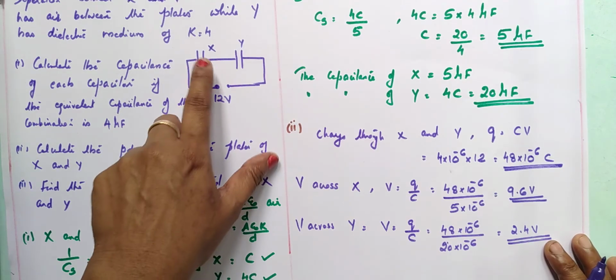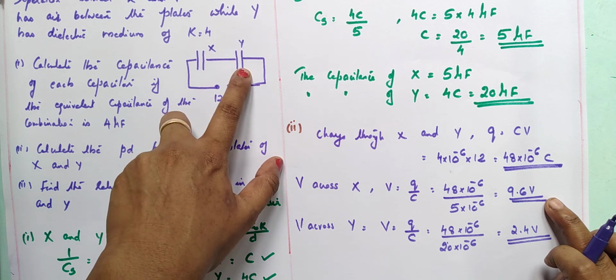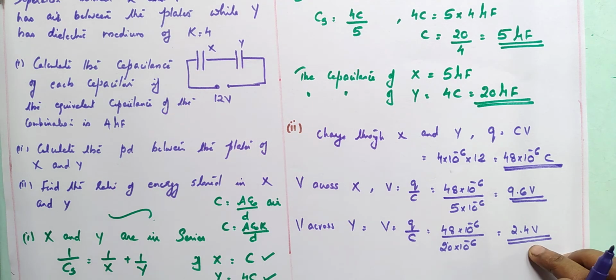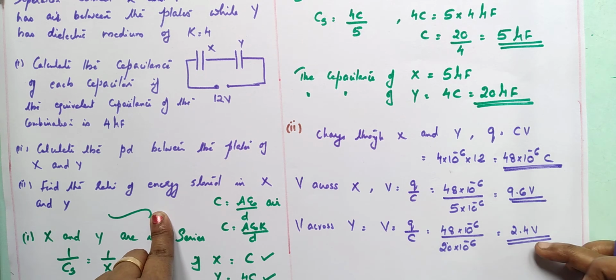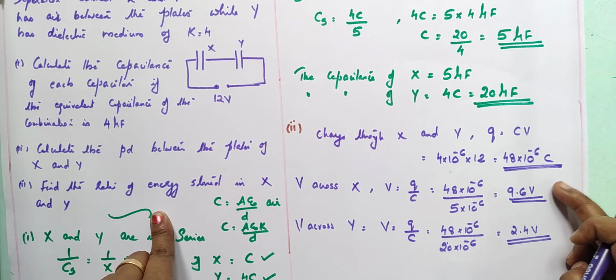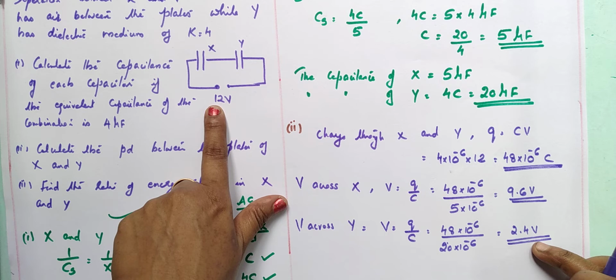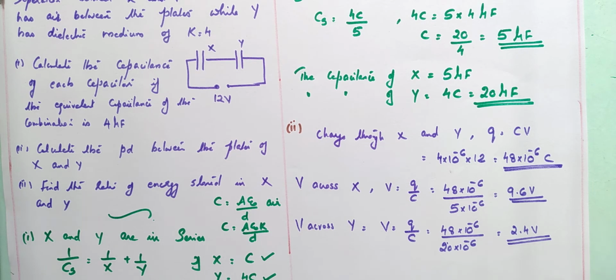So the potential difference across X is 9.6 and across Y is 2.4. To check whether it is correct, just add them: 9.6 plus 2.4 is 12. So the answer is correct.